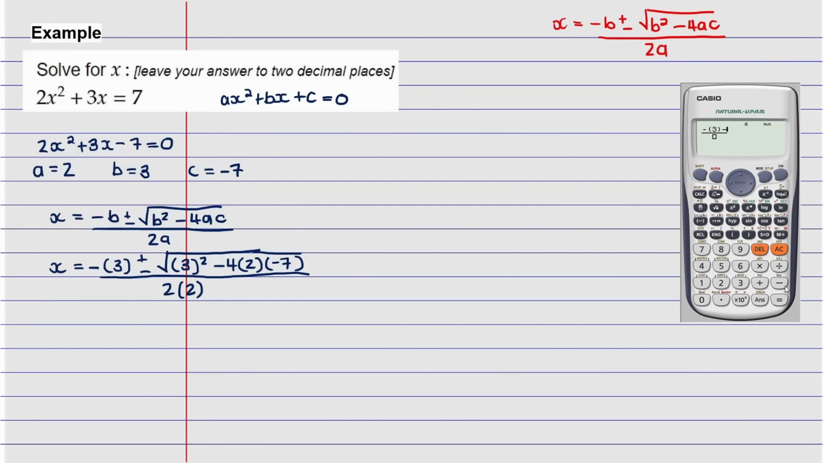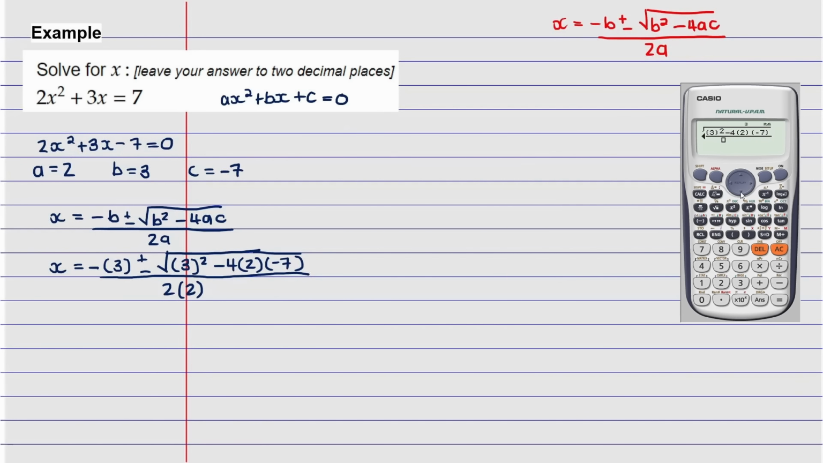Then you're going to press minus, then say square root. Open your bracket, say 3 again, then close it, then say all squared. Then minus 4, then open your bracket, 2, close it. Then open your bracket again, negative 7, then close your bracket.